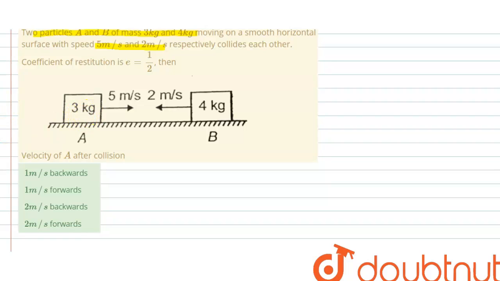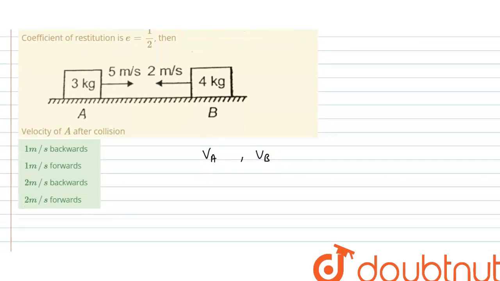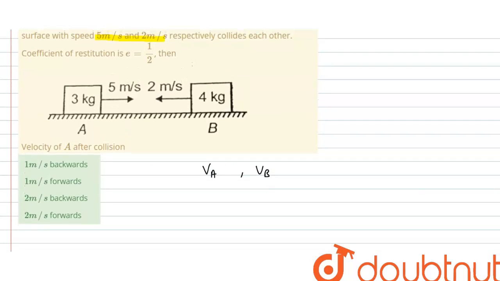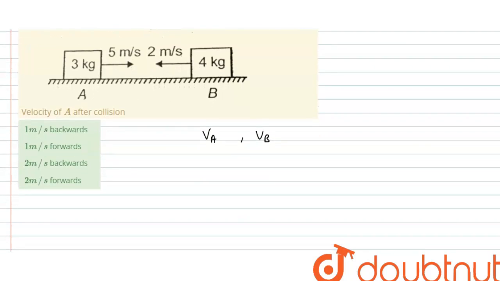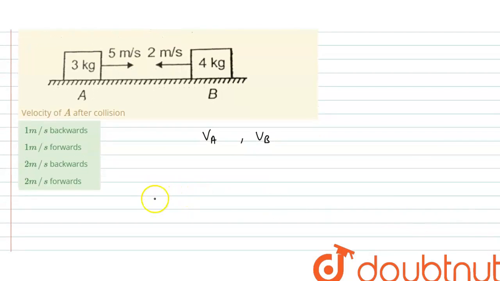So let's say velocity of A after collision is VA, and velocity of B after collision is VB. Now we have to find out VA. Okay, so here for any type of collision, linear momentum of the system remains conserved.